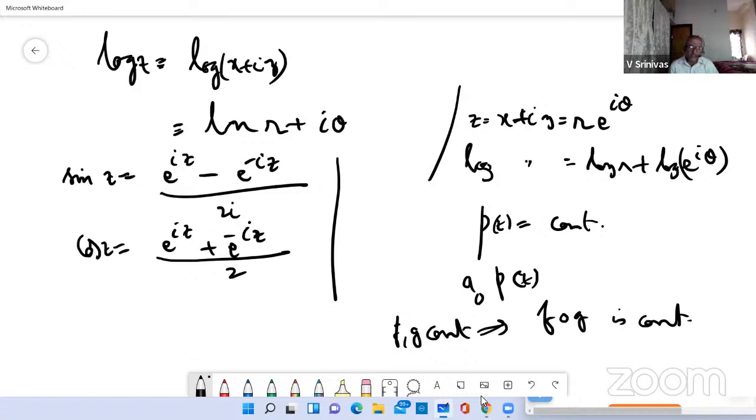F of z equal to z is continuous. Minus i into z is continuous. Exponential of that is continuous, since composition is continuous. And the difference of two continuous functions is continuous. Sum of two continuous functions is continuous. Division by a constant is continuous. Okay. So that's how this whole thing is continuous. Similarly, this also is continuous.